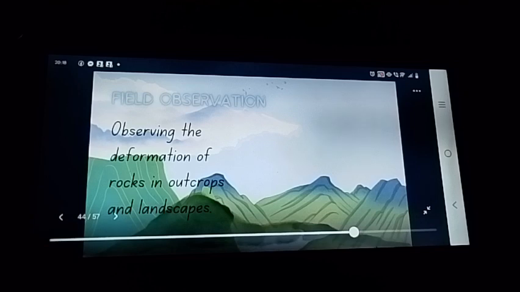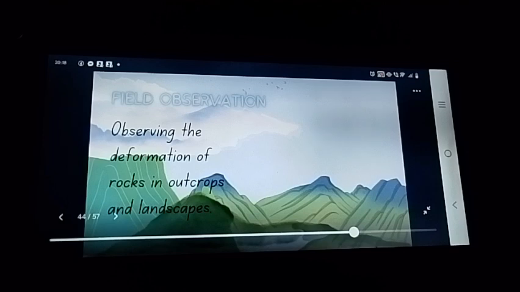Field observation is the process of directly observing and studying the deformation of rocks in their natural settings, called outcrops. Geologists go out in the field to look at these outcrops, take measurements, and collect samples. Here's how field observation helps us understand rock deformation.